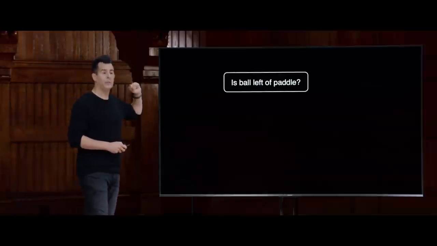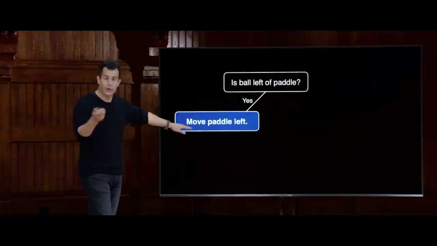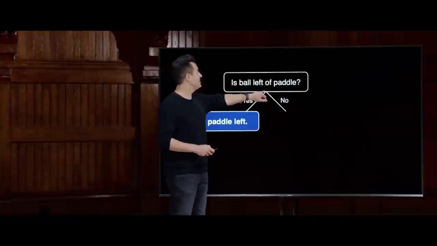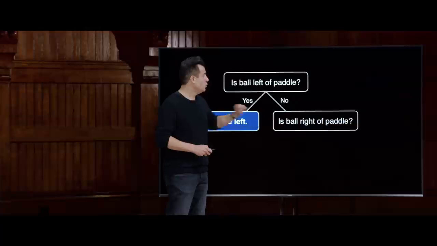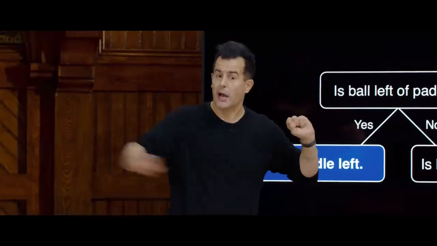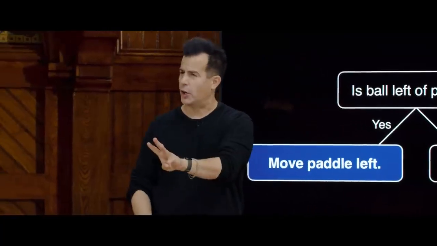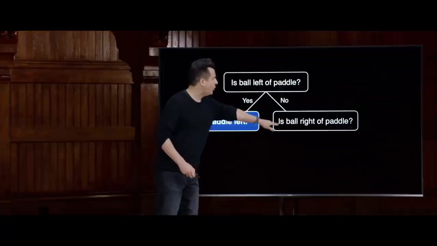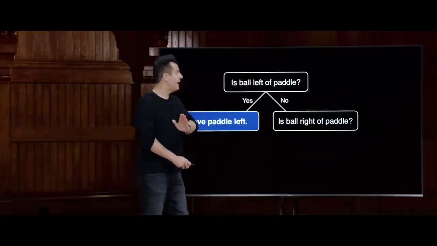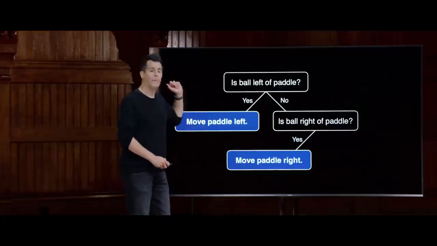Is the ball to the left of the paddle? If so, then go ahead and move the paddle left, which is what everyone's instinct here was. But if the ball is not to the left of the paddle, then you should ask a second question. You shouldn't just blindly move to the right, because there's actually 3 scenarios here, even if non-obvious. Is the ball to the right of the paddle? That too has a yes/no answer. If yes, then obviously move the paddle to the right.